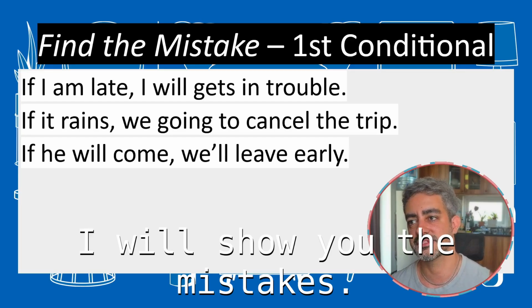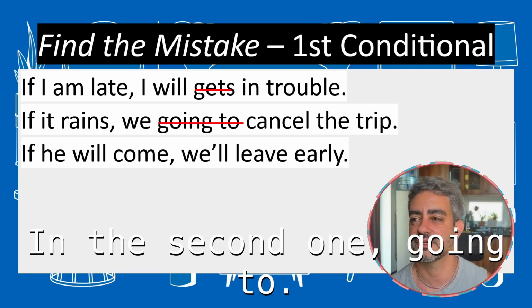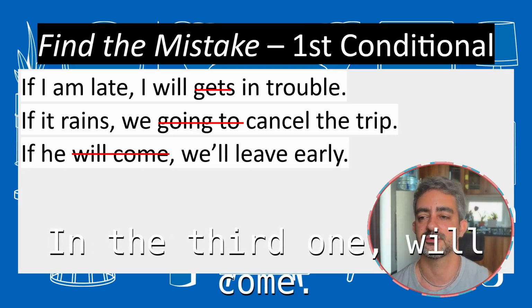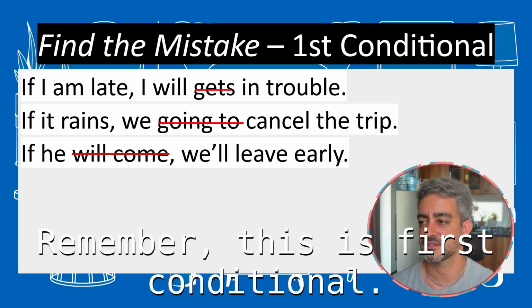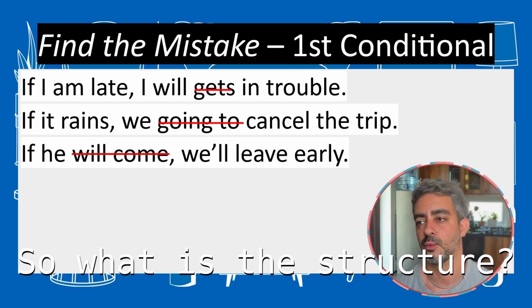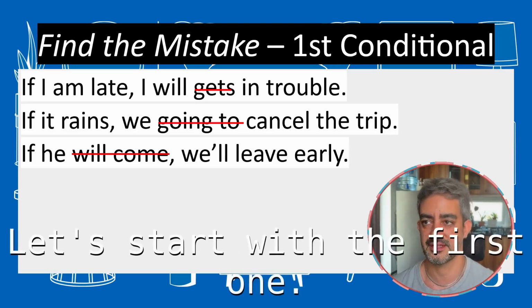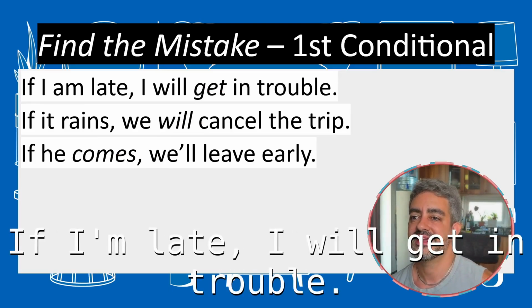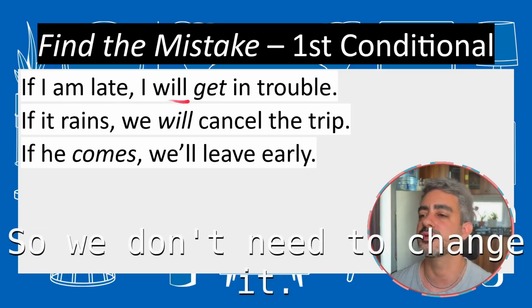Okay, I will show you the mistakes. In the first one, gets. In the second one, going to. In the third one, will come. Remember, this is first conditional. So what is the structure? Okay, let's start with the first one. If I'm late, I will get in trouble. All right, the verb get comes after will, so we don't need to change it.